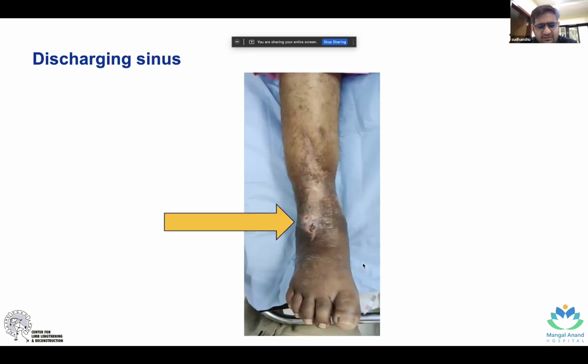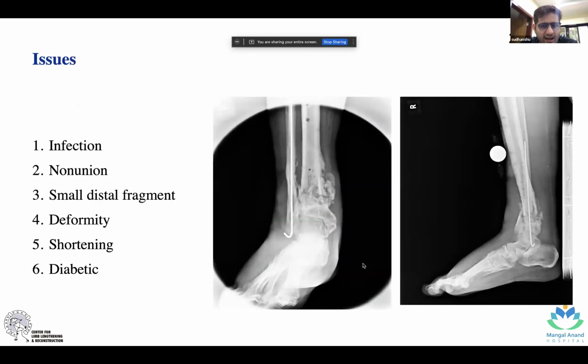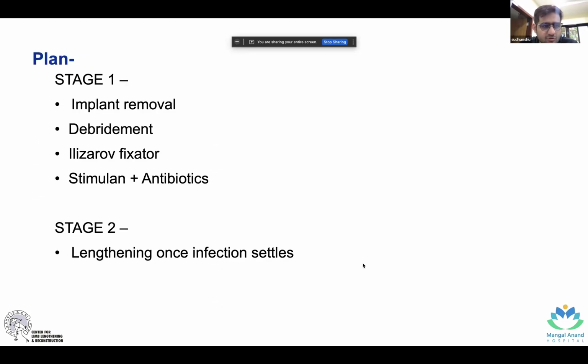So the patient presented to us with 2 discharging sinuses on the anterolateral aspect of the ankle, as shown in the photo. On the preliminary X-rays, there were 6 issues. First was the infection. Second was the non-union. Third, the distal fragment was small. Fourth was the obvious deformity in the lateral view, which is a recurvatum. There was obvious shortening, and the patient was an uncontrolled diabetic. So we made plans in 2 stages. The first stage was to remove the implant, do a thorough debridement, apply an Ilizarov fixator, put in a stimulant, and give antibiotics. Stage 2 was to be planned later, when the infection settles, for lengthening.